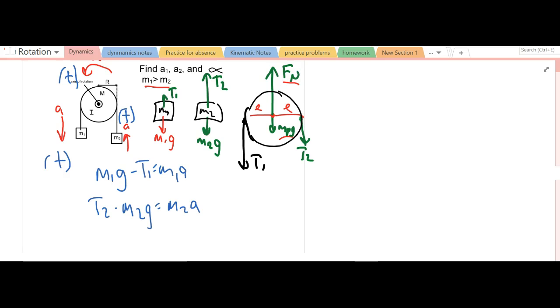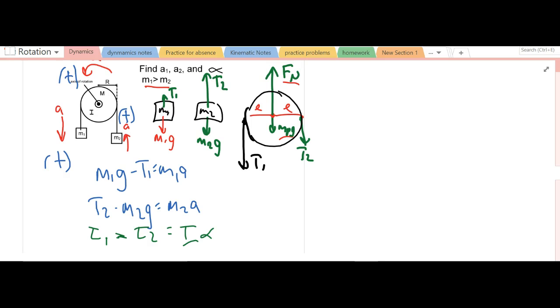So for this one, I have to say the torque of 1, because that's my positive direction, minus the torque of 2 equals I alpha. Right. So now let's keep going with these and figure out what I could do to manipulate them.